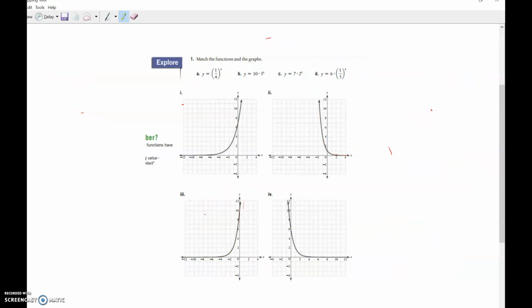So now some people think exponential are harder than linear. They're actually easier. If you look at the coefficient right here, and right here, and right here, that tells you your starting amount. And even here, there's an invisible 1 before the multiplier, right? So that's your starting amount. So you look and you're like, oh, well, the starting amount here is 1. That has to go with this graph. Starting amount is 10, so that has to go with this graph. Starting amount is 7, so that has to go with this graph. And starting amount of 6 has to go with this graph.